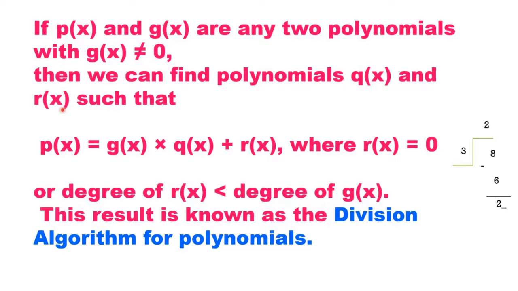How is it going to work? See here, 3 2s are 6 plus 2. So 3 means g(x), the divisor. 2 means the quotient, q(x). And this remainder is over here, plus r(x). Once again, 3 into 2 plus 2 will be 8. 8 means p(x). p(x) is the dividend.